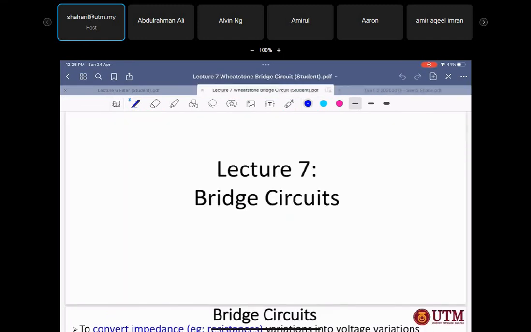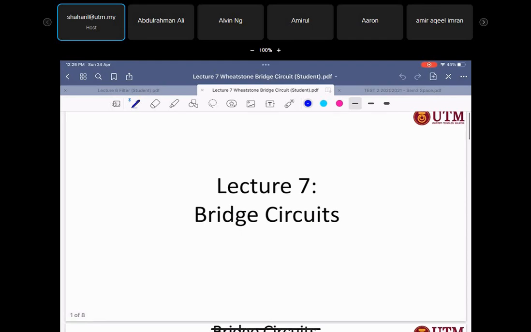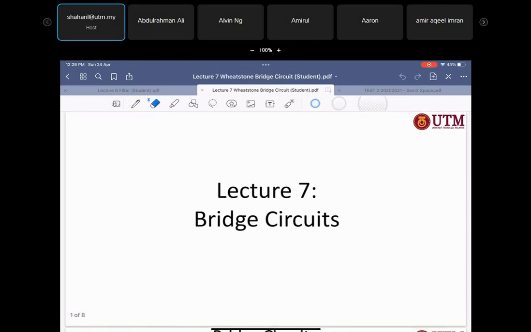All right, so next one, let's learn about the bridge circuit, right? Wheatstone bridge. Sometimes we call it the Wheatstone bridge, WB. I don't know why Wheatstone. Why is it not something else? WB. Okay, so like I mentioned before, the Wheatstone bridge is also some kind of signal conditioning.